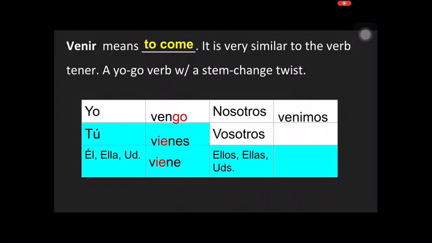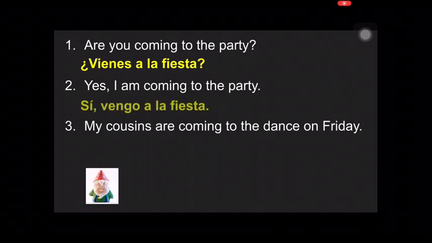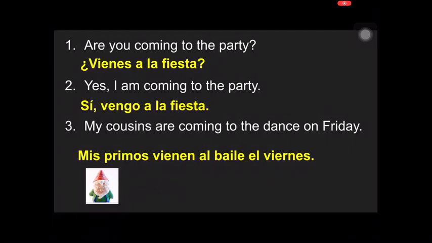Chop out the IR and deal with the IR endings. It's venís. And then ellos, ustedes, go back to chop out the IR at the end, add your ending, and it is inside the shoe, like the toe of your shoe, so you say vienen. Here's some practice. If you want to say, like, are you coming to the party? You can say, ¿vienes a la fiesta? Or if you want to say, yes, I'm coming to the party, you say, sí, yo vengo a la fiesta. Or my cousins, you're talking about they, are coming to the dance on Friday, you can say, mis primos vienen al baile el viernes.